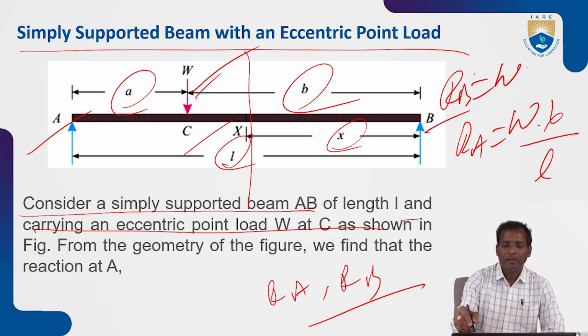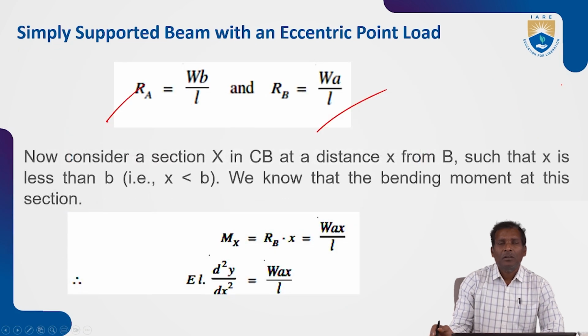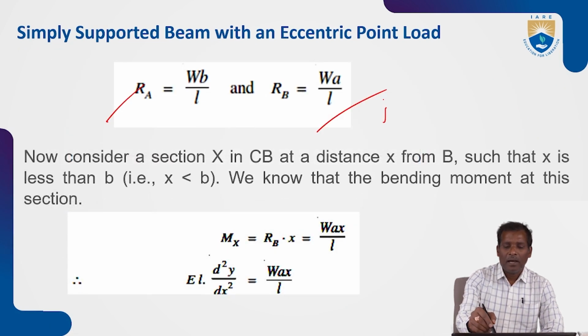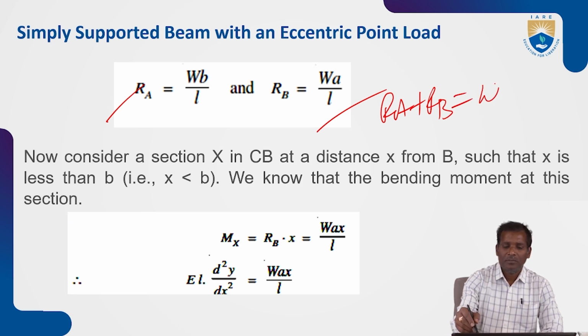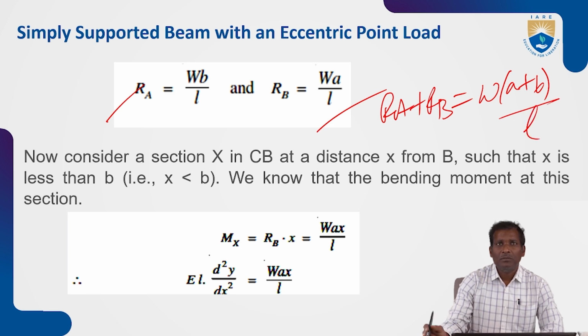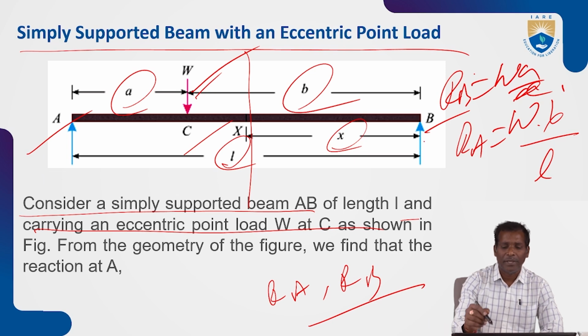RB is W into A by L. So here RA plus RB is equal to W into (A plus B) by L. Now consider section X in CB at a distance X from B.